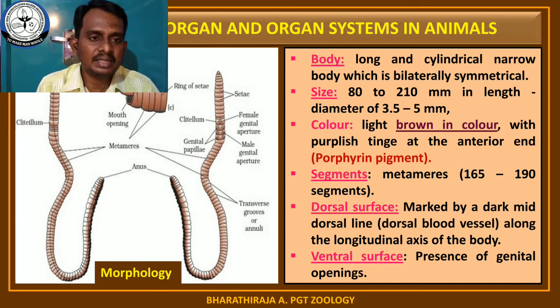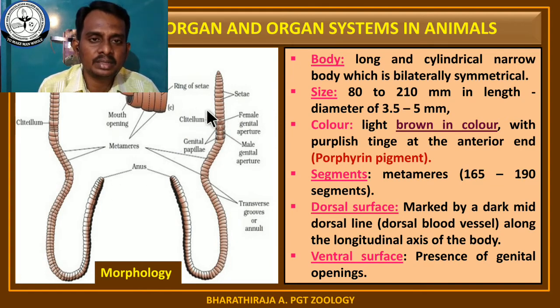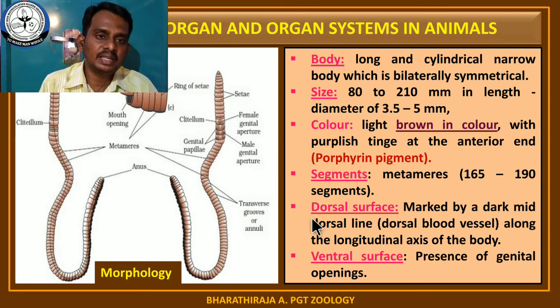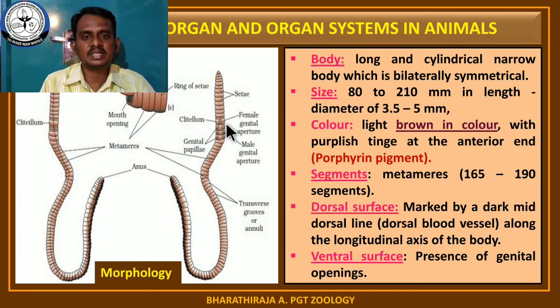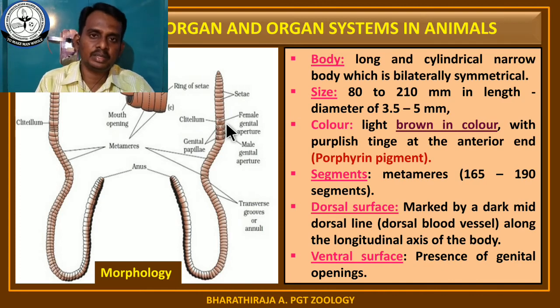And the ventral side has the presence of genital openings. See, this is the dorsal blood vessel. The line is given in the diagram, and this is the genital opening. The genital opening is found on the ventral surface of the body. So we can easily find the dorsal side and ventral side of this animal with the help of blood vessels and genital opening. Okay.